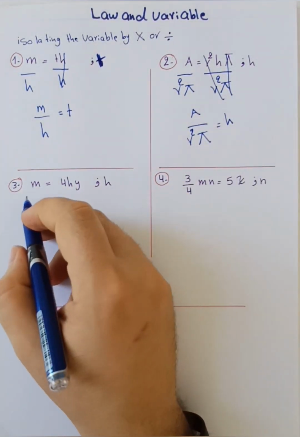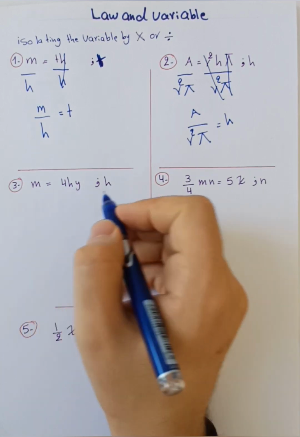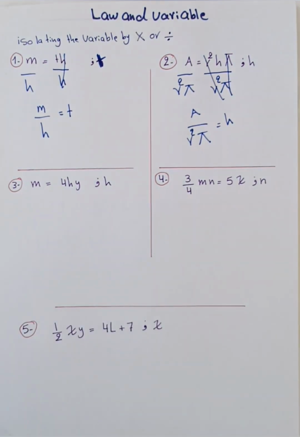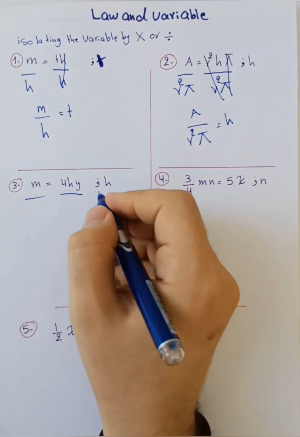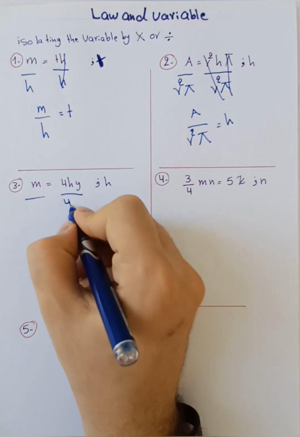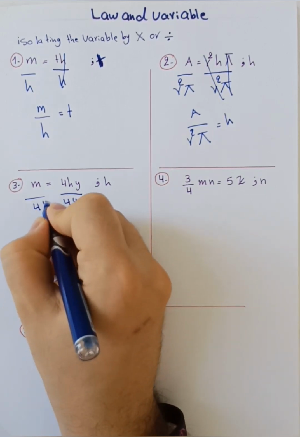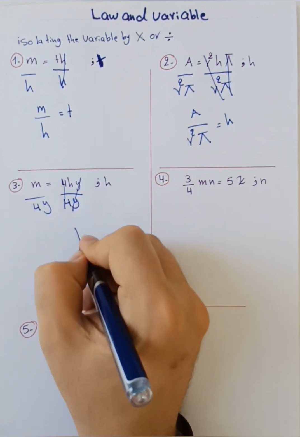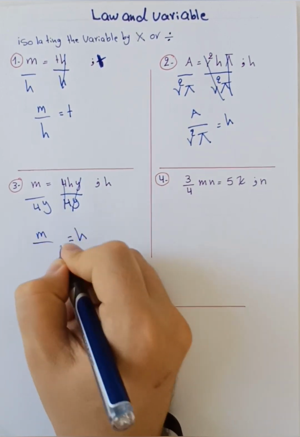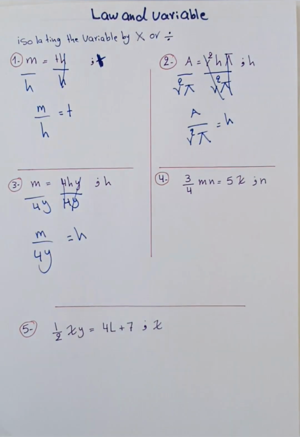Example number 3, we have m equal to 4hy, the variable h. You have to make this equation, the variable h stay alone. So we have to divide both sides by 4y. These two terms are reduced. H stay equal to m out of 4y.